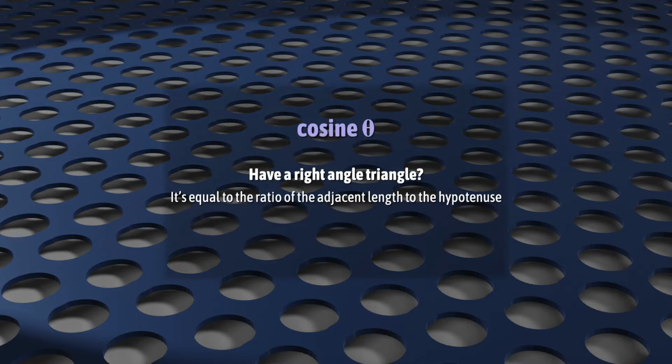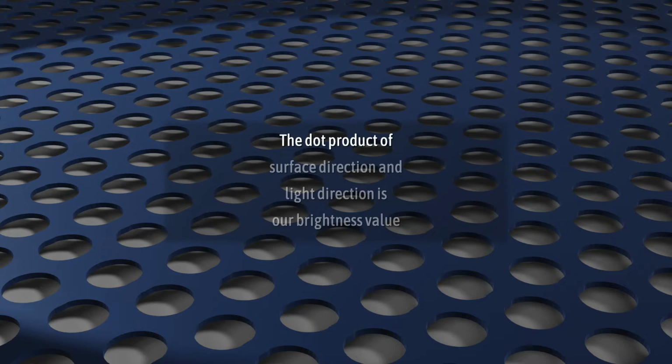So for that one special case, it's just a ratio of two numbers. And it turns out that there's another special case if you have two unit vectors. That is, two vectors with a length of exactly 1. Then their dot product equals the cosine of the angle between them. So in other words, the dot product of our surface direction and the direction to our light source is the cosine value we're looking for. The dot product of those two vectors is our brightness.